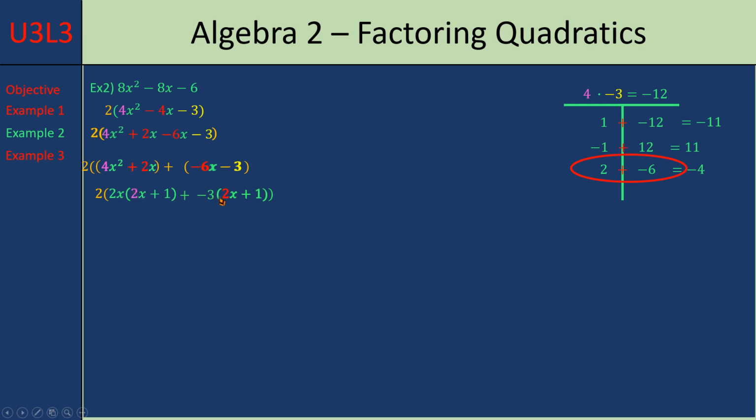Here I have negative 3 out. I get 2x plus 1 left. See these two guys that look the same? They are your one factor. And these guys give you the other factor. And don't forget the 2. The 2 comes down like that. And these are your factors.